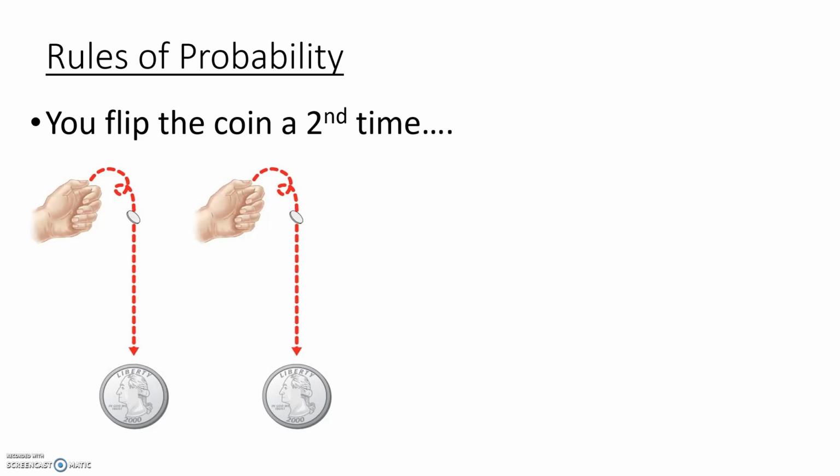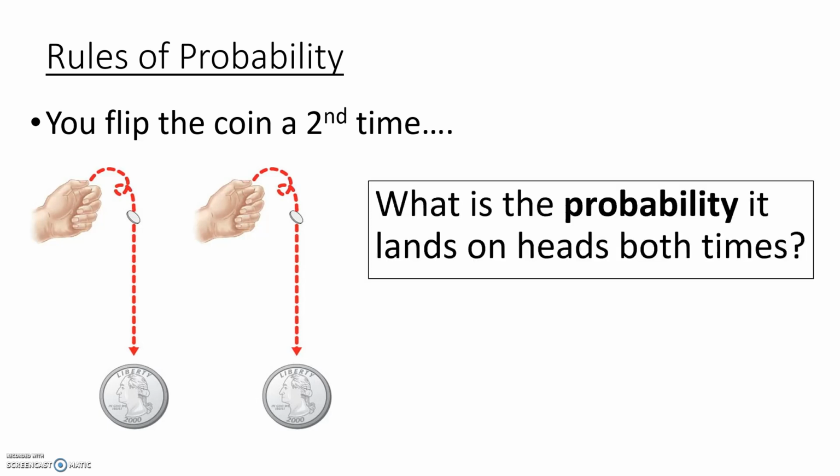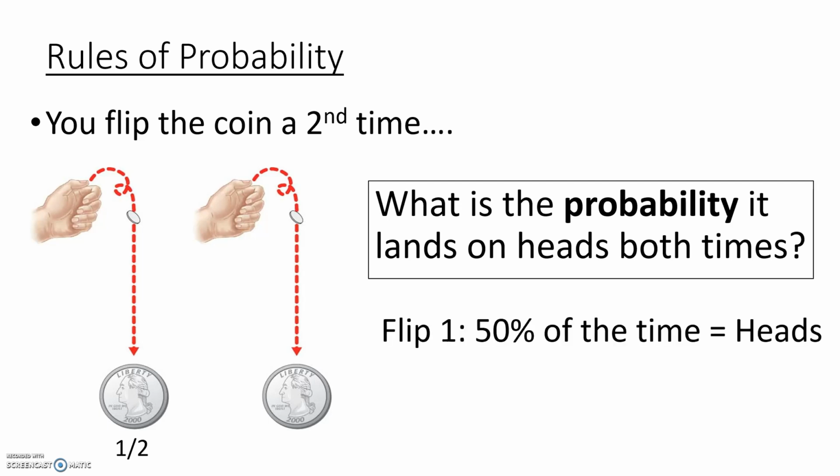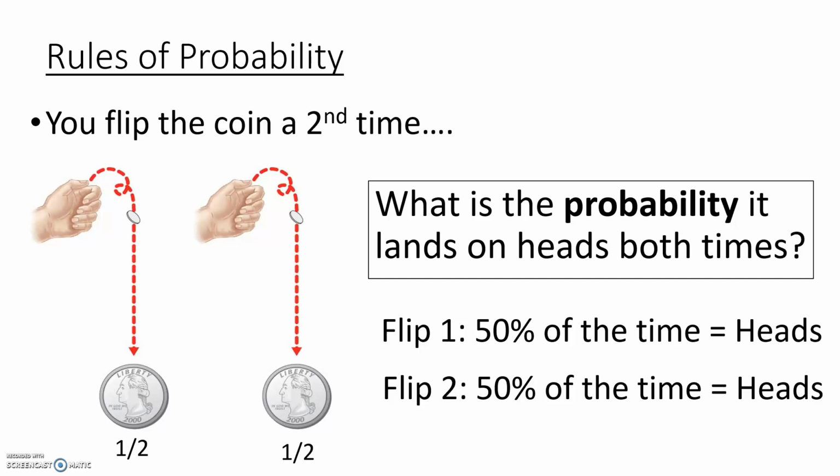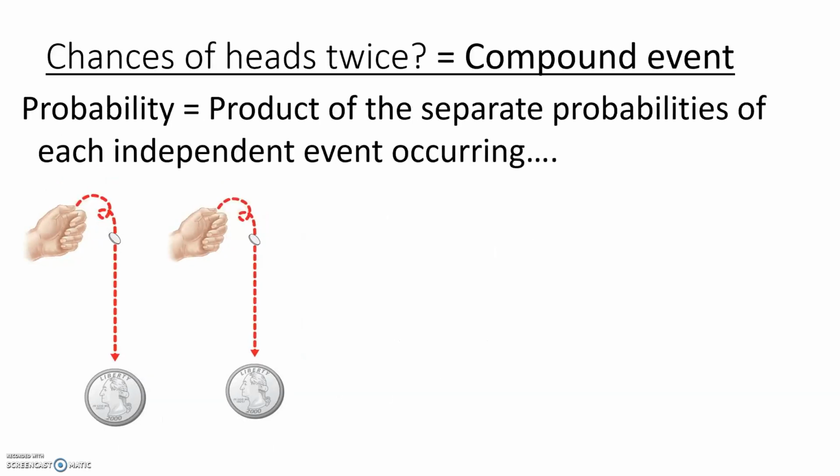You take that coin and you flip it a second time. Well, what's the probability that it lands on heads both of these times? When we're looking at this kind of probability of events occurring, we have our first flip, it occurs 50% of the time. The second flip, it occurs 50% of the time. So for each event here, we're looking at it being 1 out of every 2.